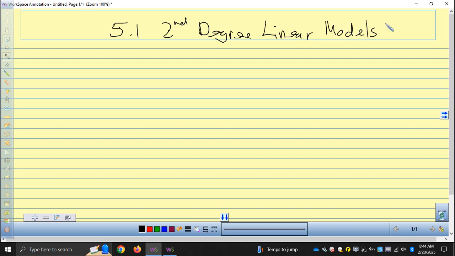So today we're going to talk about one particular second degree linear model. We're going to talk about a spring mass system.